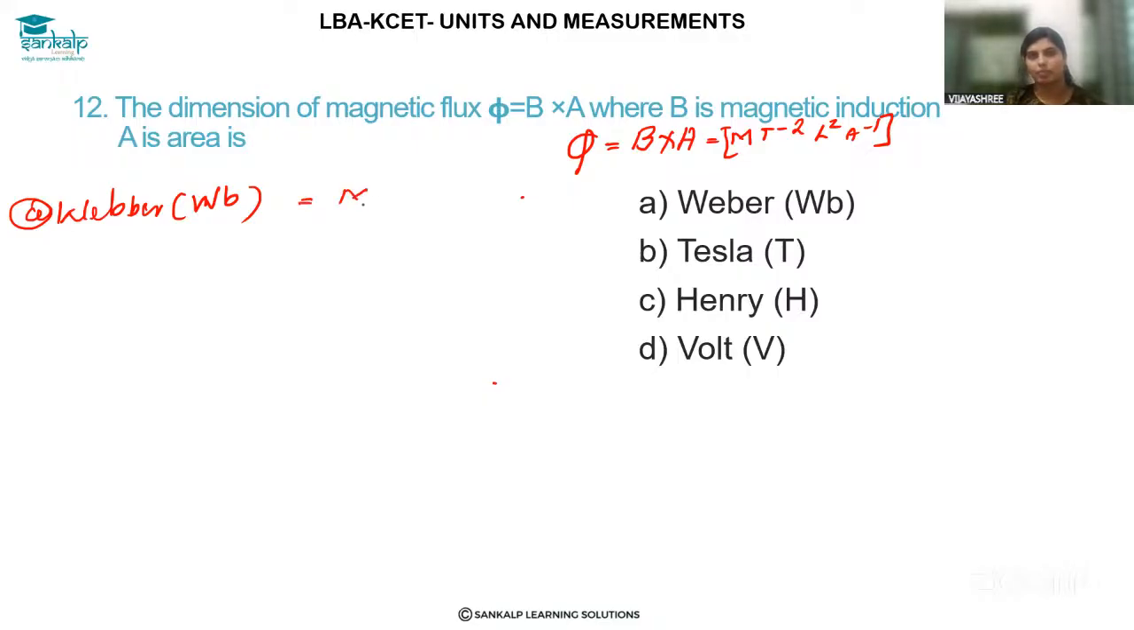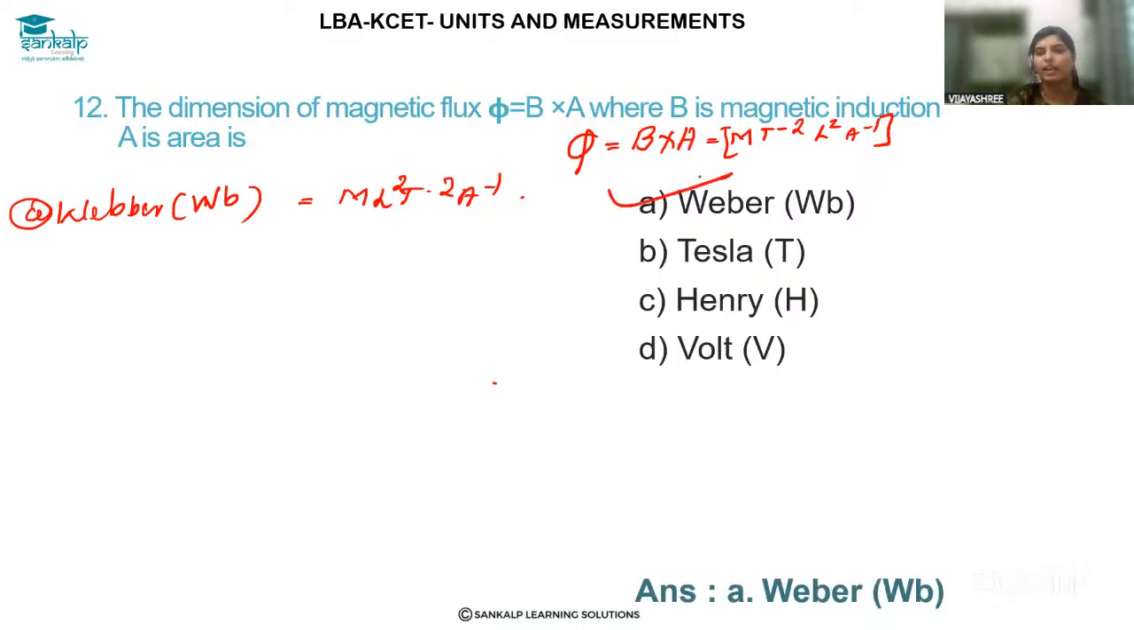It is M L² T⁻² A⁻¹. So Weber, its dimensional formula is same as magnetic flux. So the correct answer is option A. Weber is our correct answer. Thank you.